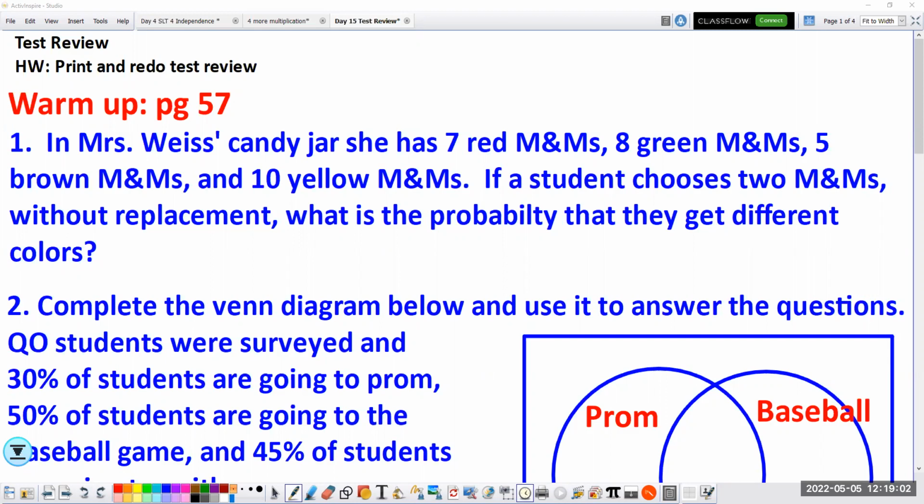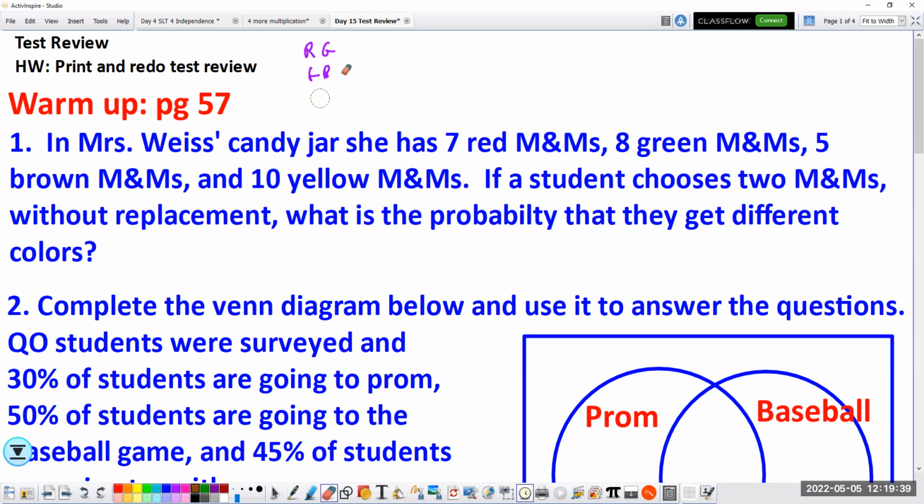Okay, so number one says Miss Weese's candy jar contains 7 red M&Ms, 8 green M&Ms, 5 brown M&Ms, and 10 yellow M&Ms. If a student chooses 2 M&Ms without replacement, what is the probability that they will get different colors? So to do this the long way, which is what we're not going to do, we would do the probability of red and green, green and red. And then we would have to add to that the probability of red and brown. Like we'd have to go through all the different options. No one wants to deal with that.